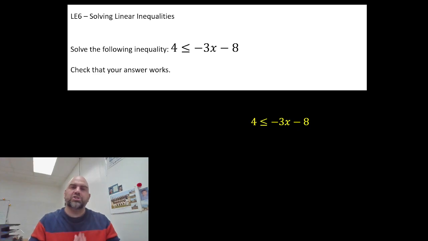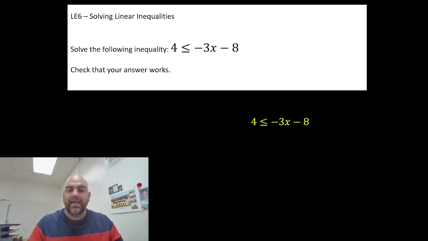This one brings in a challenge which is unique to a linear inequality, and I want to show you what that is and something to watch out for as you're going through this lesson, and if you're getting tested on it in the future. So let's start off by solving for x. Let's do exactly what we normally do, and then I'll show you the change when it comes around.